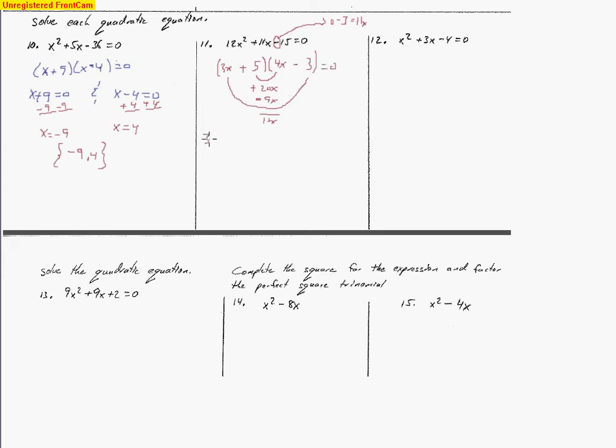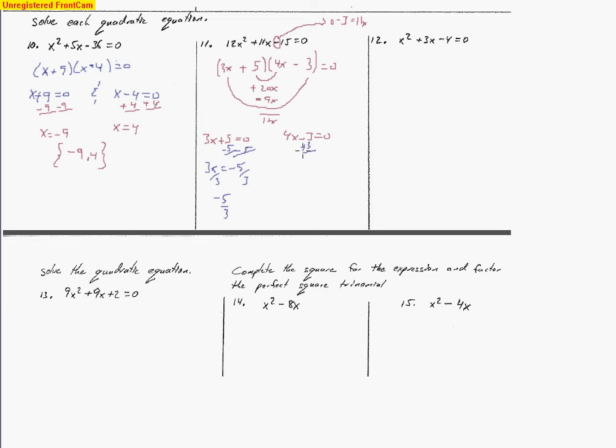I take the factors and set them equal to 0. 3x plus 5 equals 0, and 4x minus 3 equals 0. So when I go ahead and solve, I'm using opposite operations here. I'm subtracting 5 from both sides. So I now have 3x equals negative 5. Divide by 3, and we get our answer, negative 5/3. That's one of the answers.